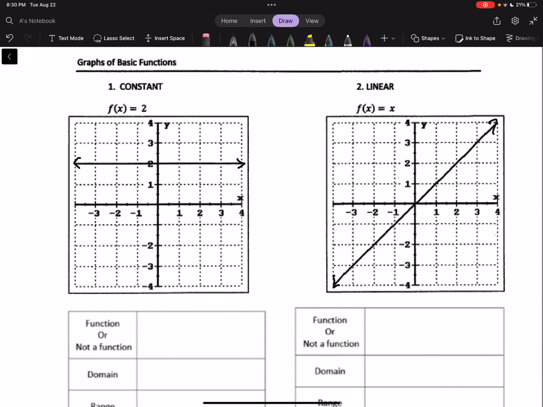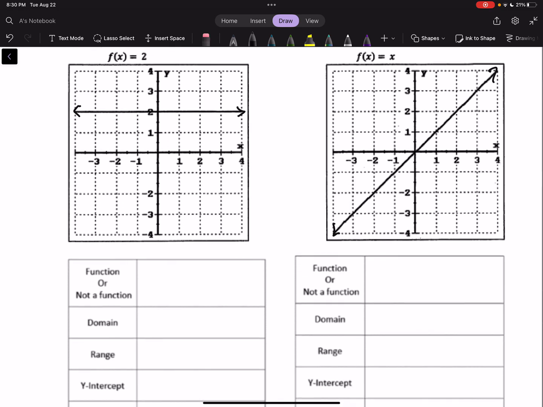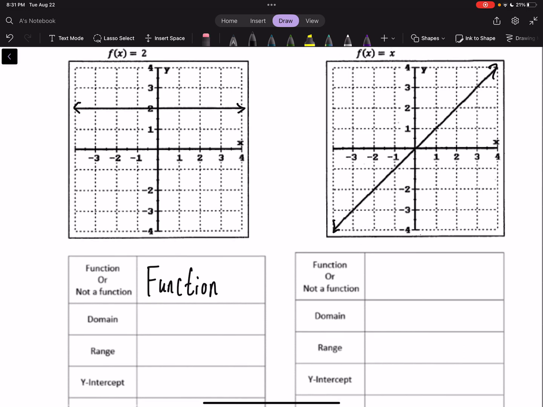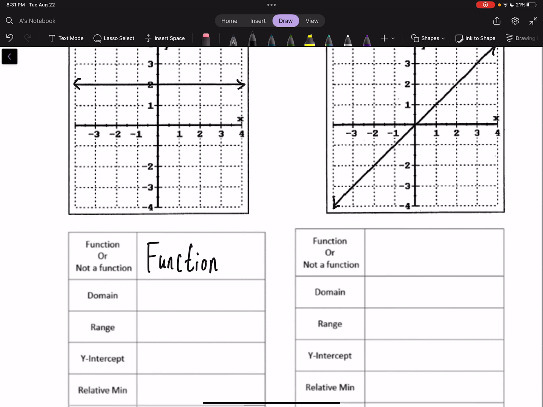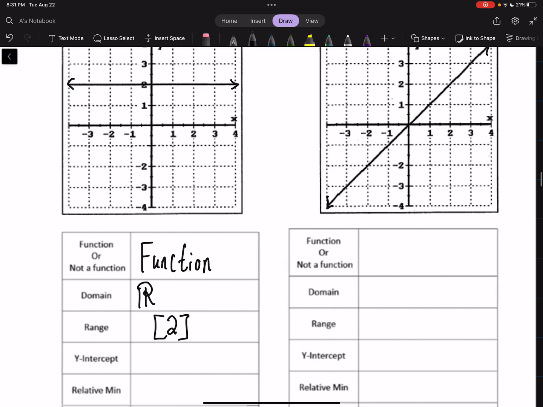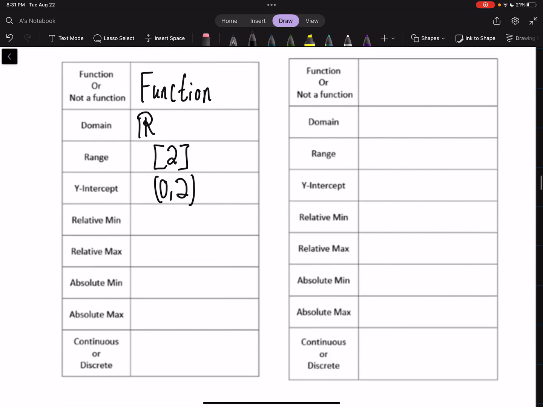Alright, basic functions. Is it a function or not a function? I'm going to tell you all of these are a function, and they're all continuous. Alright, domain. There's an arrow going to the left and an arrow going to the right. Your domain is all real numbers. Your range is just 2. Your y-intercept, 0, 2. There is no relative minimum. There is no relative maximum.